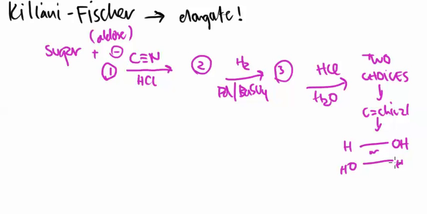Sometimes you want a specific carbohydrate, but Kiliani-Fischer, when it elongates the chain, that extra carbon's going to sandwich onto the backbone, and you've got no control over which direction that OH is going to point in. So you're going to end up with a mixture of different sugars. So that's the story with Kiliani-Fischer.